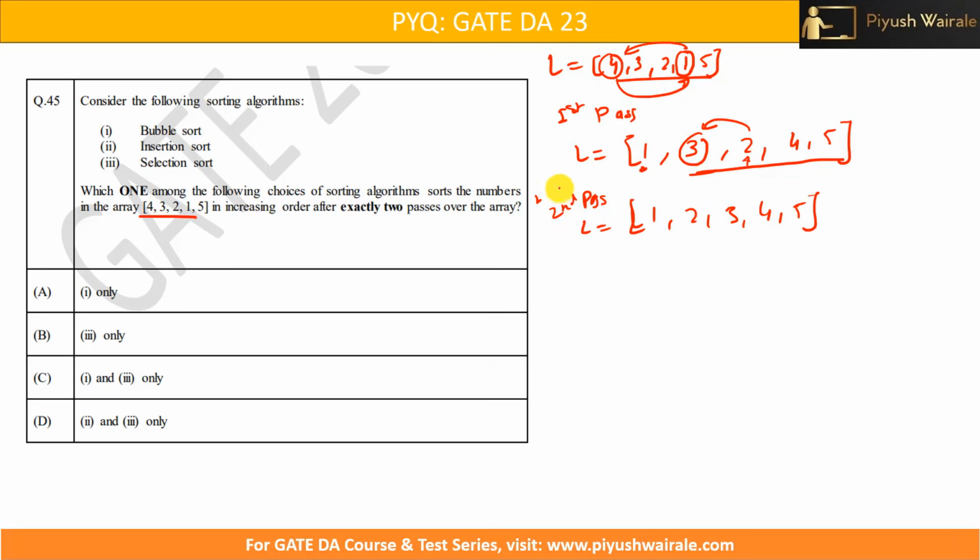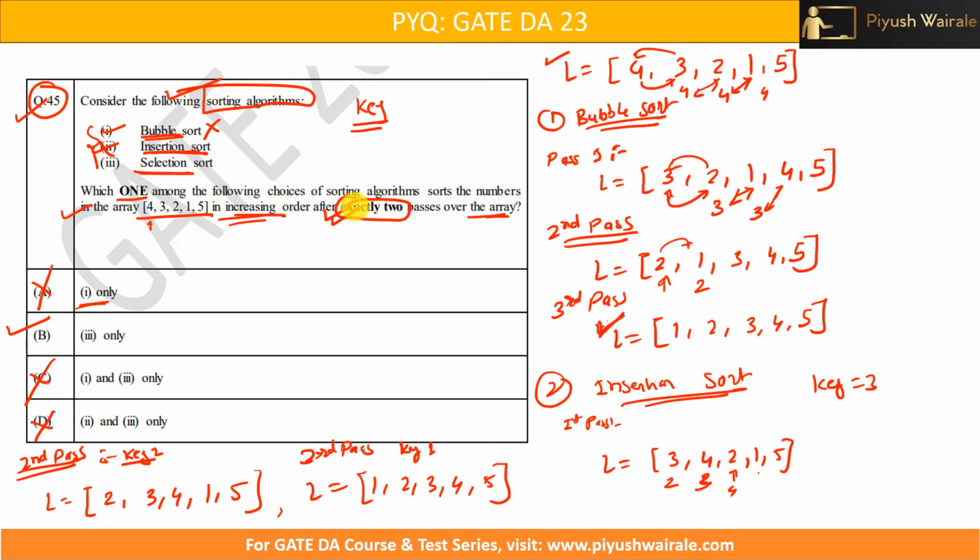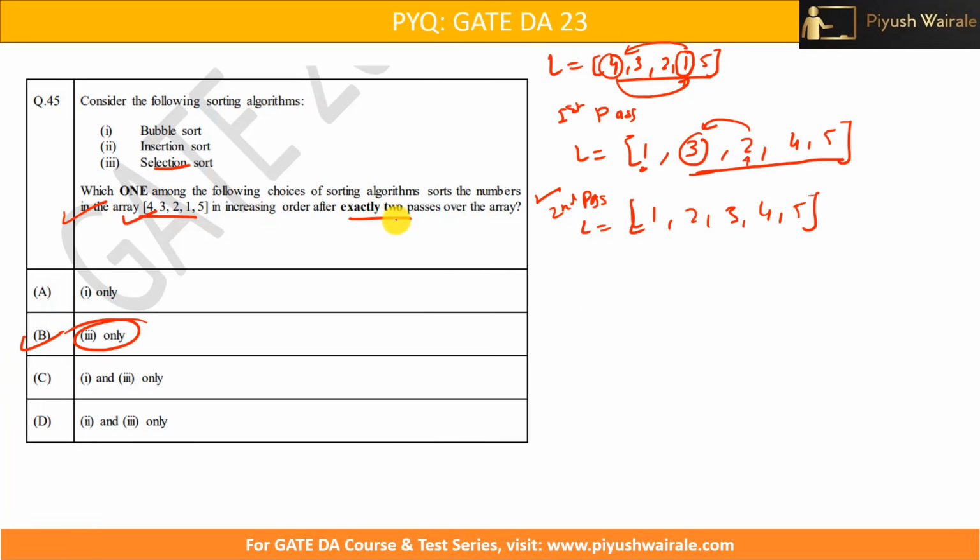Now if you observe, after the second pass only, we got this sorted array, right? It means that my correct option is option B, 3 only. So by using selection sort, we get this sorted array exactly after 2 passes. In the case of bubble and insertion sort, we got the sorted array after the third pass, right? So I hope you understand this question. We need to apply the algorithms one by one and see whether we get the sorted array after 2 passes or not. We can do this question within a minute also.